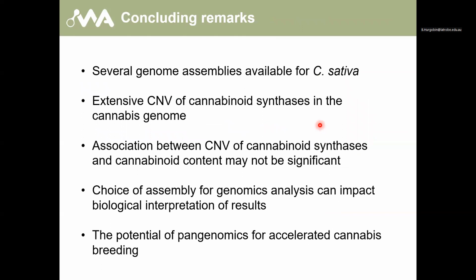So to summarize, what we saw today was that several genome assemblies are available for Cannabis sativa, but they are variable in terms of their quality. Extensive copy number variation of cannabinoid synthases is present in cannabis, but the association between copy number variation of these synthases and cannabinoid content may not be significant. And the choice of the assembly for genomics analysis can impact the biological interpretation of our results. And pangenomics has great potential for accelerated breeding of cannabis.